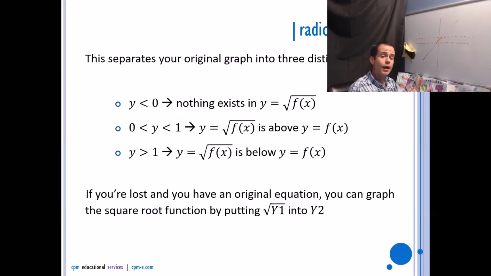Then when y is greater than 1, the square root of any number greater than 1 will be less than the original number. And so from here on in, I'll be on the bottom, I'll be underneath the graph, and I'll look something like that. Okay, and you guys are going to practice drawing these in your book in just a couple minutes here. If you're lost and you do have an original equation, you can type the original equation into y1, and then in y2, just write the square root of y1, okay?